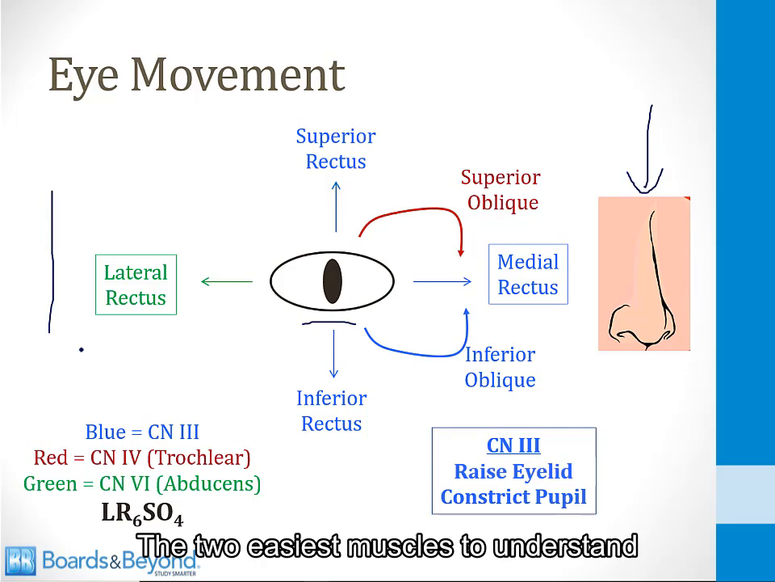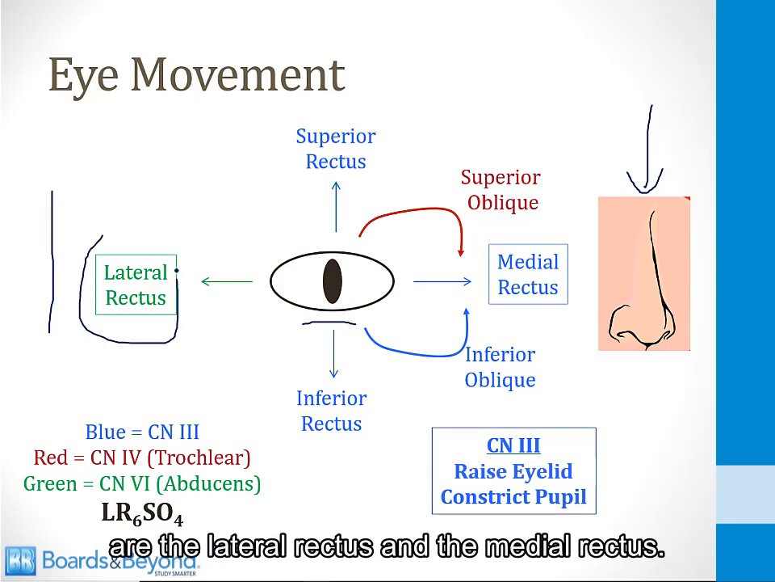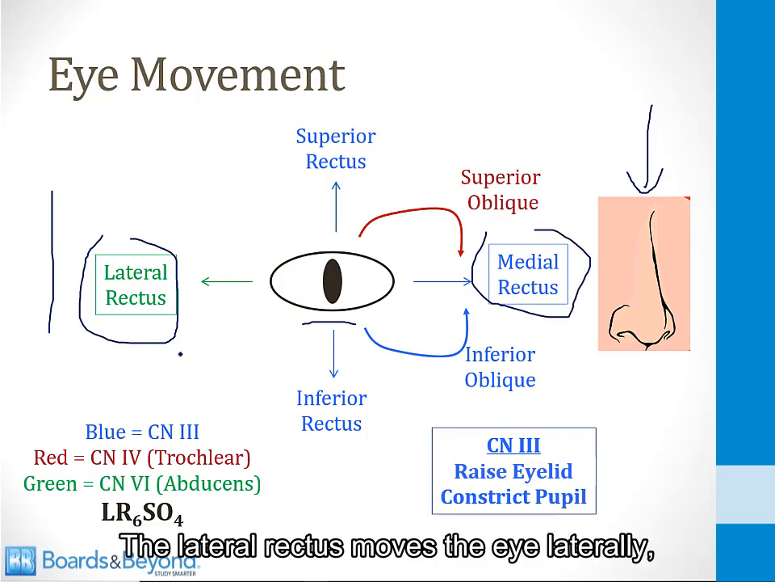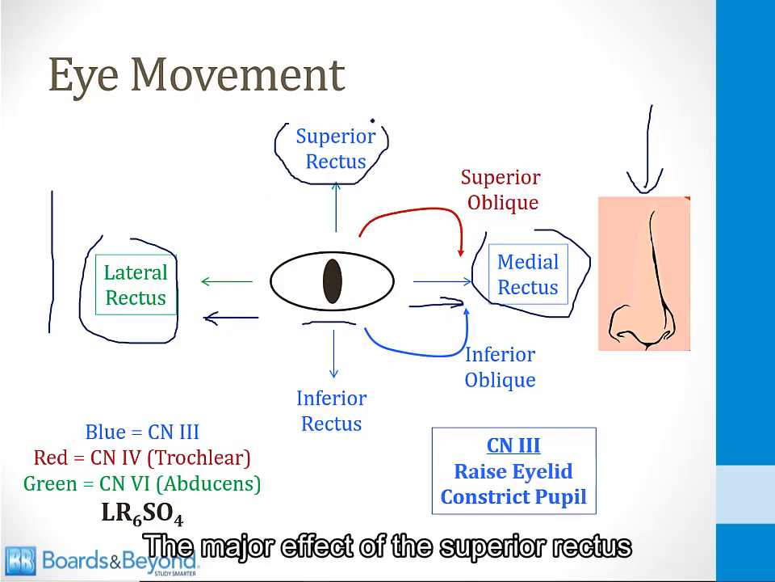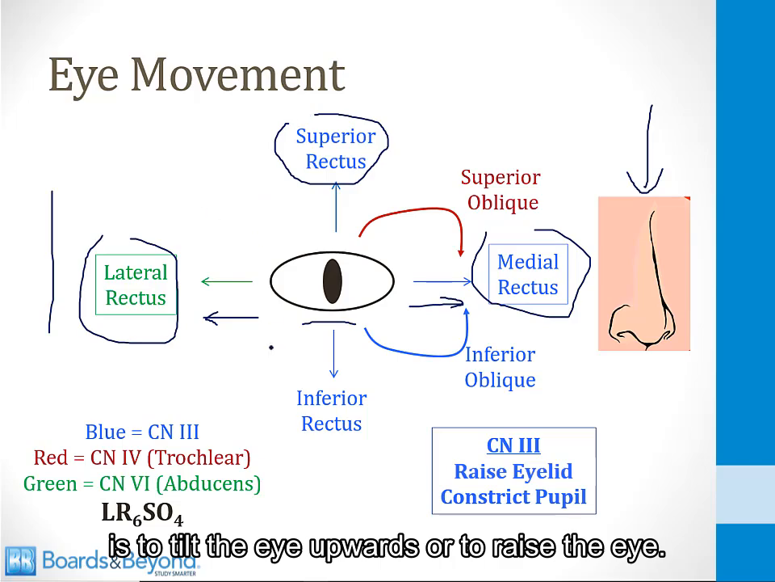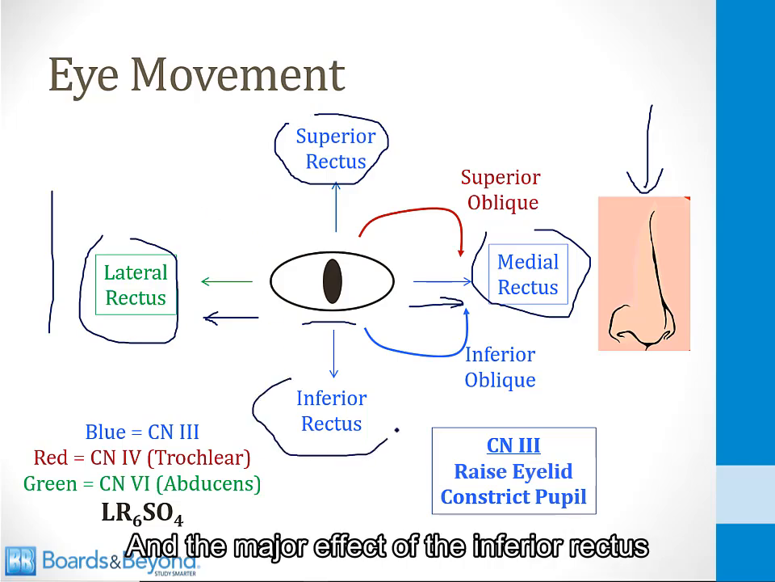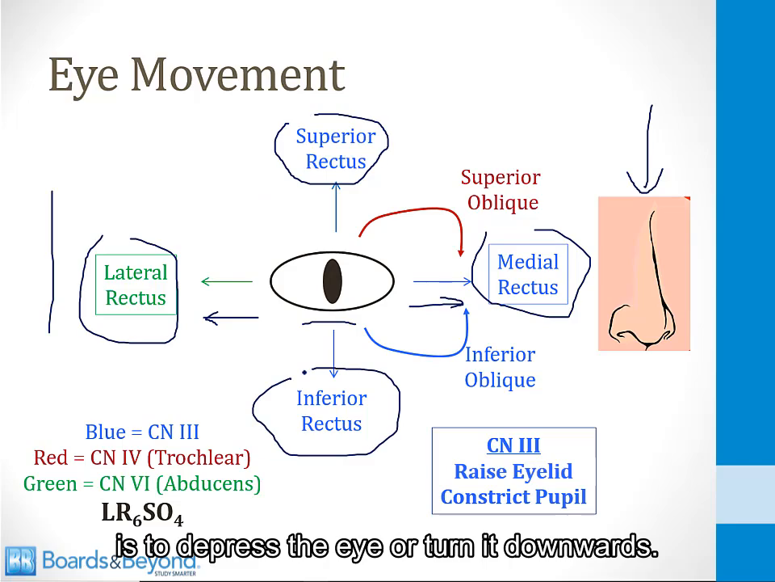The two easiest muscles to understand in terms of eye movement are the lateral rectus and the medial rectus. The lateral rectus moves the eye laterally and the medial rectus moves it medially. The major effect of the superior rectus is to tilt the eye upwards or to raise the eye, and the major effect of the inferior rectus is to depress the eye or turn it downwards.